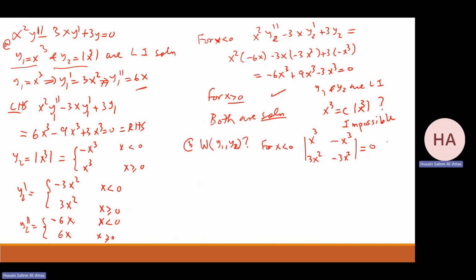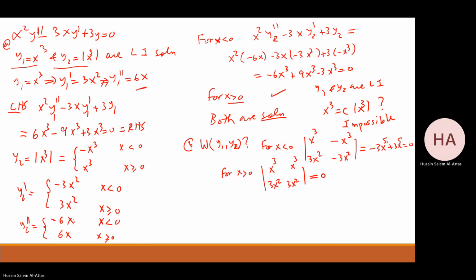That gives me 0. Yeah, very clear. Let me do it in detail: minus 3x to the power 5 plus 3x to the power 5, which is 0. Now for x positive, what do I have? x cubed and x cubed. Yeah, very clear. This is 0.